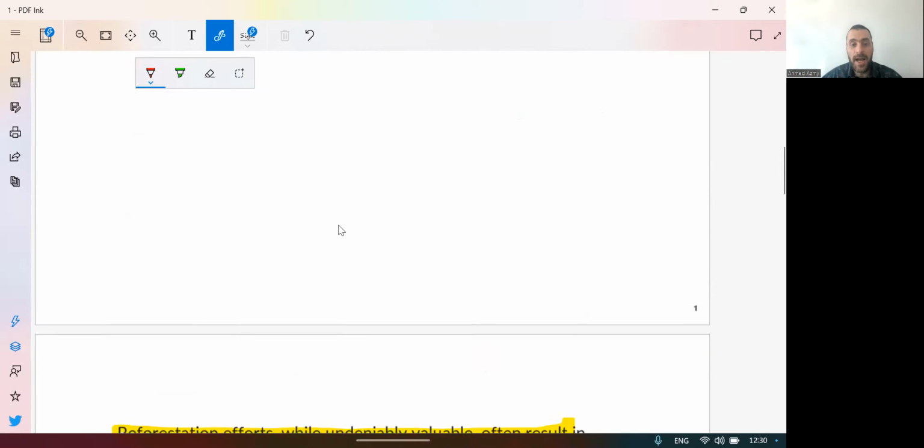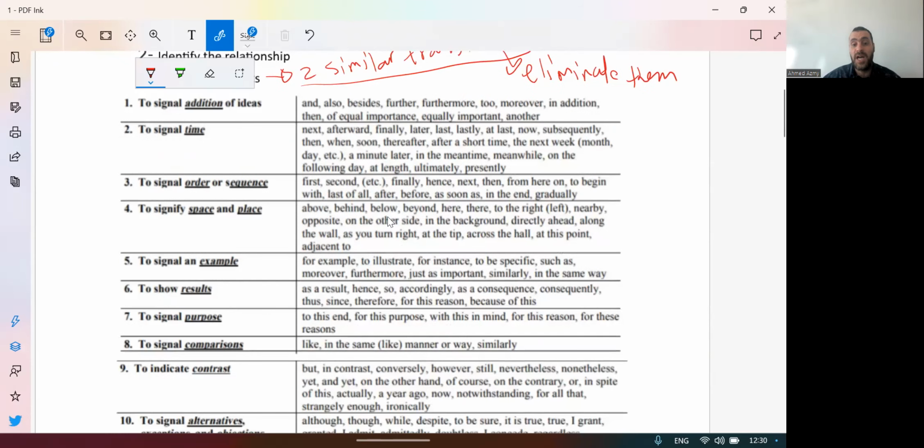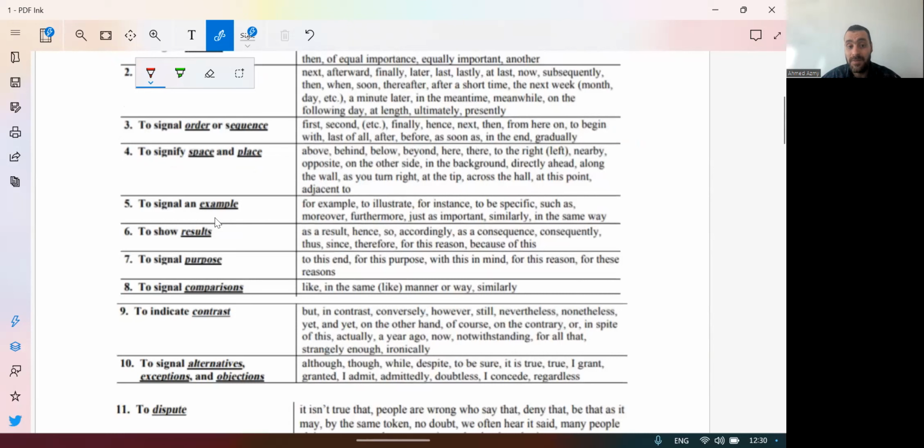Okay, let's go back. These are the transitions. It's very important to understand, to memorize, to study all transitional words and what each one of them represents. Some transitions will be used for addition, adding: furthermore, further, too. Some will be for time, some for sequence: first, second. Some will be for place: above, behind, below. Examples, for citing examples: for example, to illustrate, for instance.